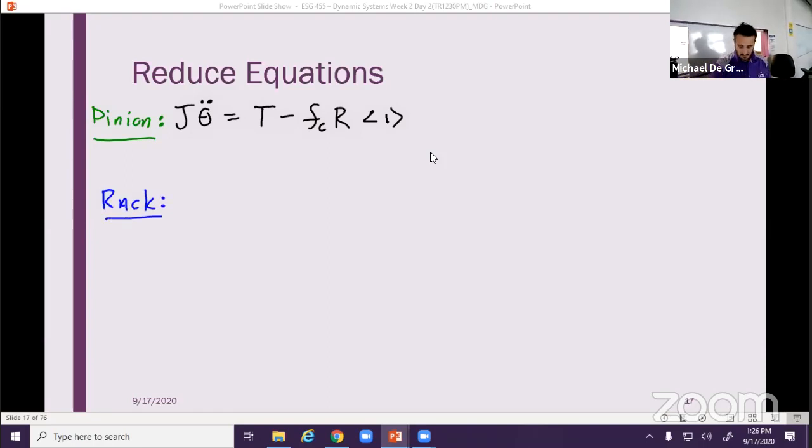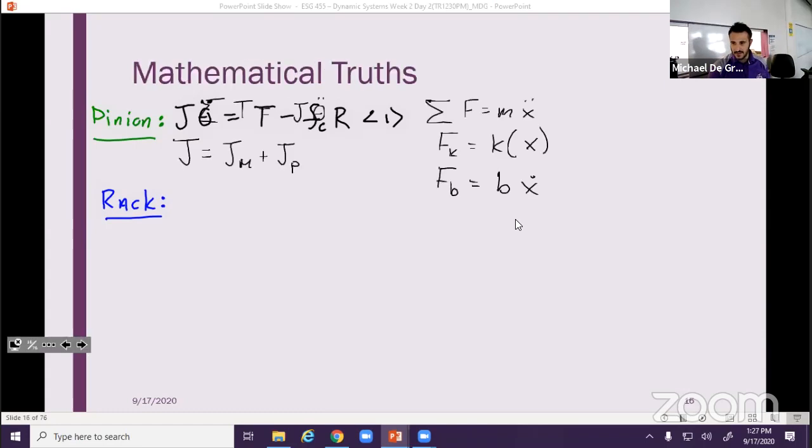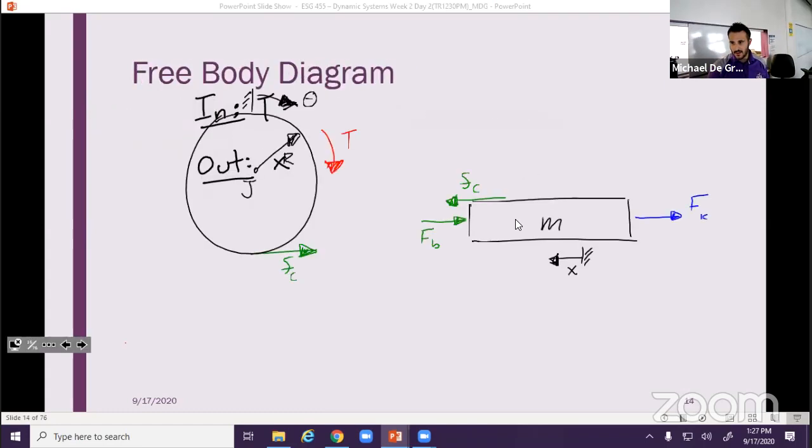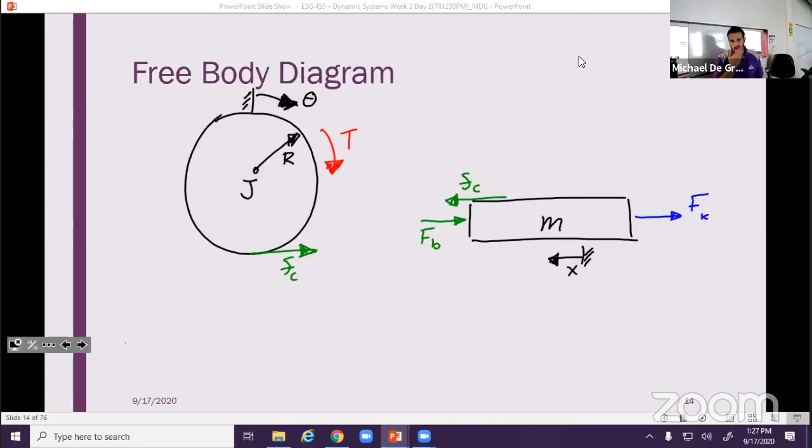So let's go back to our free body diagram. We'll take a look at this, right? So for the rack, what do we have? We're going to sum our forces here as well, right? So what forces do we have acting on the rack in the direction of motion? Now, I want you guys to realize that my free body diagram is not really complete, right?